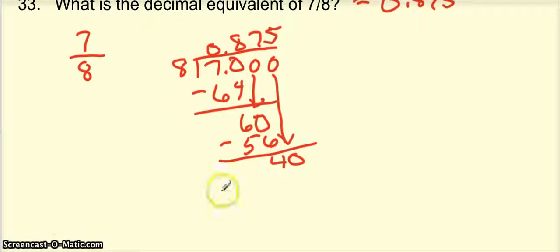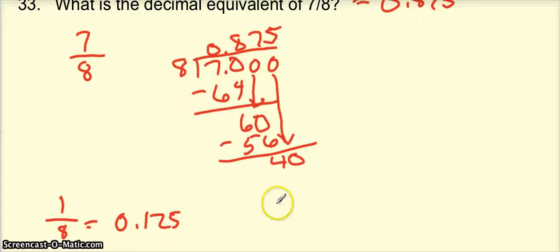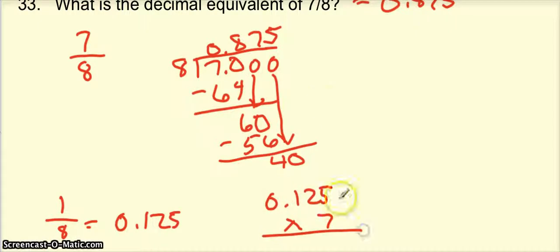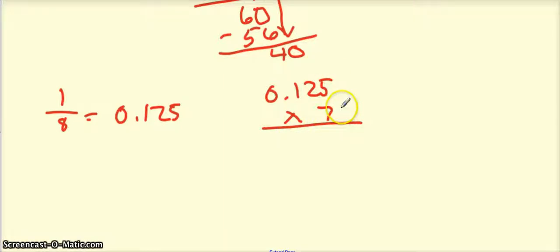Now, we could have also come up with the answer by using benchmark fractions. The first way that we could have used benchmark fractions is that we know that 1/8 is equal to exactly 0.125. So therefore 7/8 has got to be equal to 7 times this amount. So if I would have taken 0.125 and multiplied it times 7, I should get exactly the same answer. So 7 times 5 is 35. 14 and 17. And finally 8 and 0. Move it over 1, 2, 3 times. So I still get 0.875.